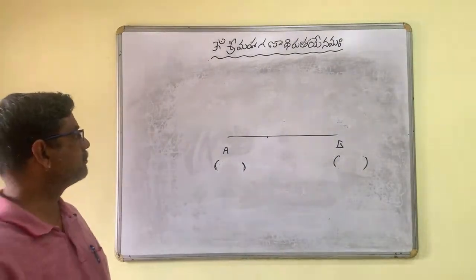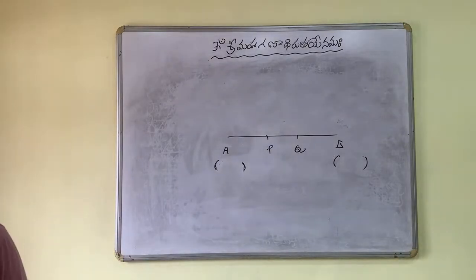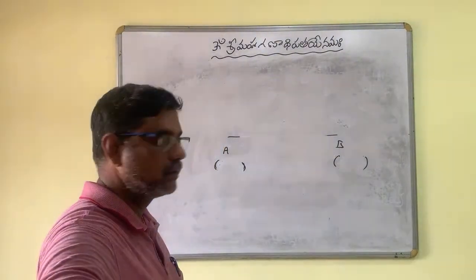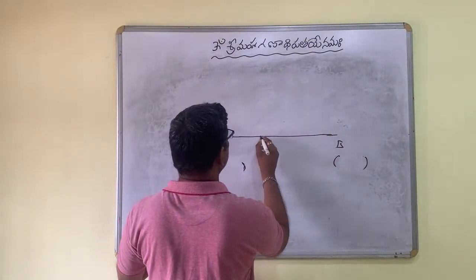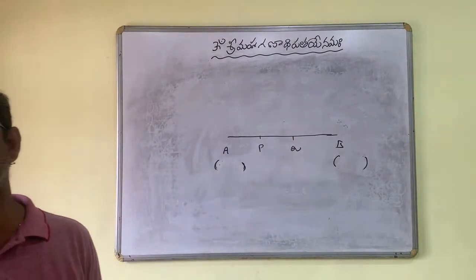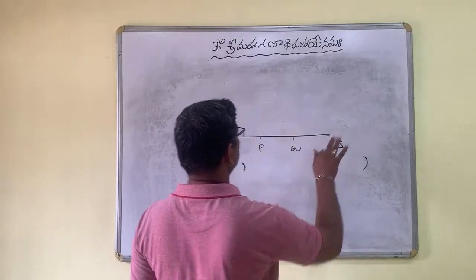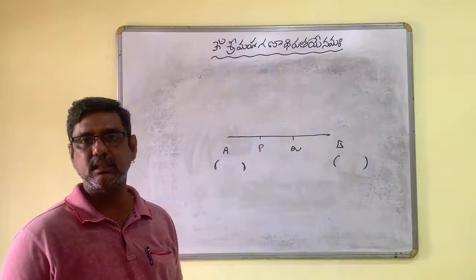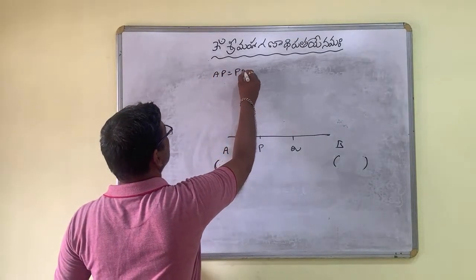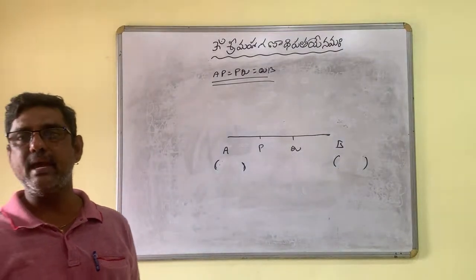In the next model, I am considering two points P and Q in between A and B, such that these two points divide AB into 3 equal parts.